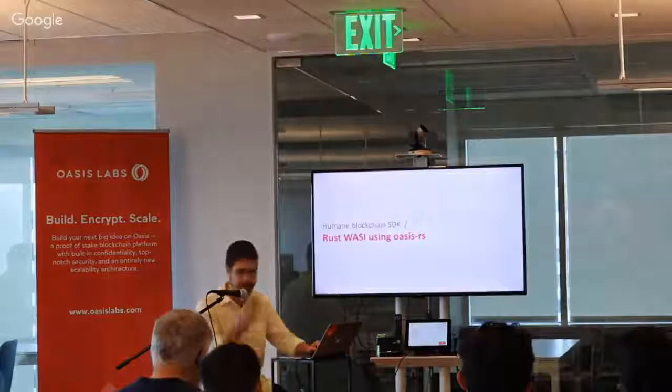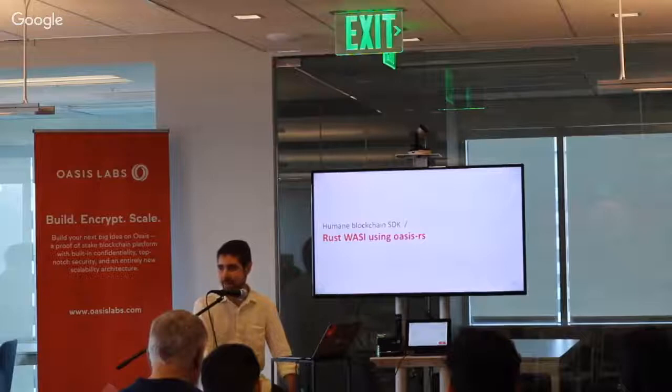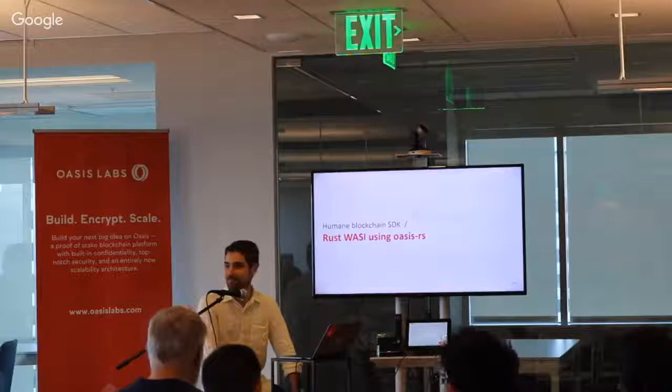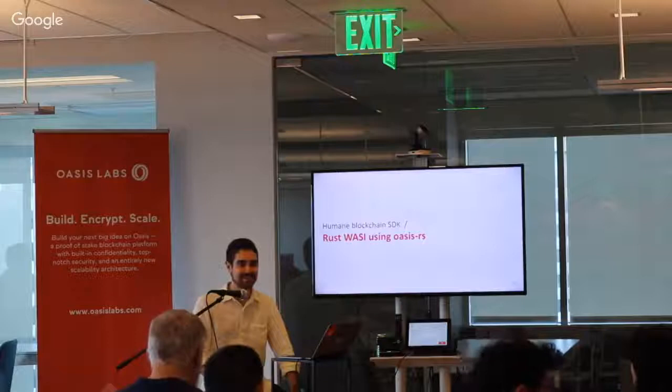Let's do some Rust. Rust is good. Okay, so this part, they told me not to do live coding, but I'm going to do live coding anyway. So I'm going to take a suggestion from the audience, and I will write a blockchain smart contract program using the Oasis Rust SDK. All right. Ransom, like crypto ransom. Okay, let's do crypto ransom.